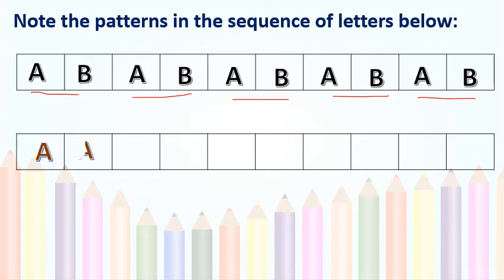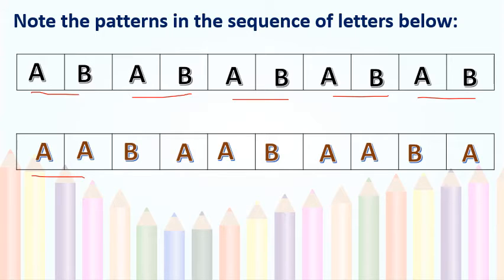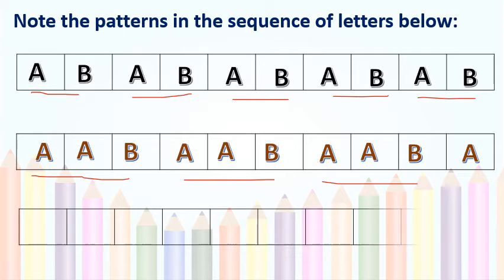This is A, again A, B, A, B, A, B, A. See here, we can see the pattern of A, B, isn't it? A, B. Again A, B. Again A, B. Here A is there, then next one will come A, then B. Got this, students? This is one different type of pattern.